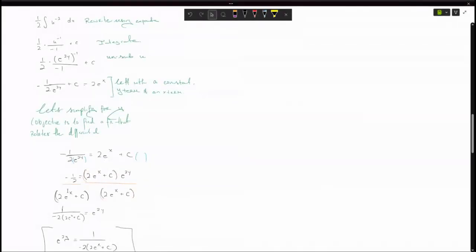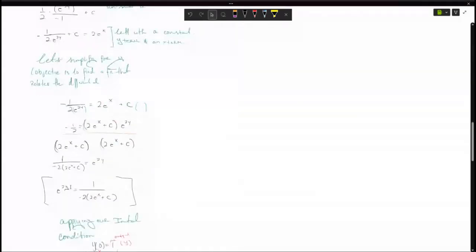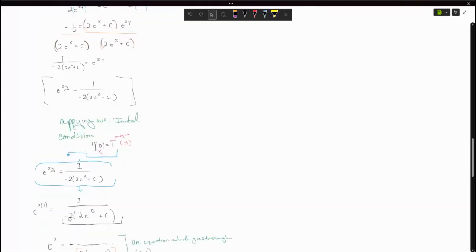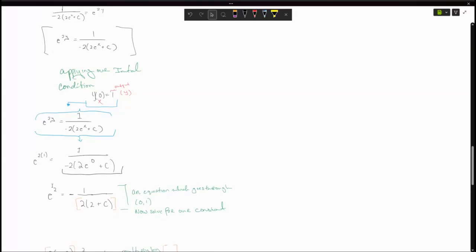And then we're going to go ahead and divide both sides by this. So we can go ahead and get for the y. And then we're going to be left with e to the 2y, which equals this. And we can go ahead and apply our initial condition where y of 0 equals 1, where the output is y. And here's our x, which is 0. And we can go ahead and place that into our equation here. And then we'll be left with e squared equals all this stuff here.